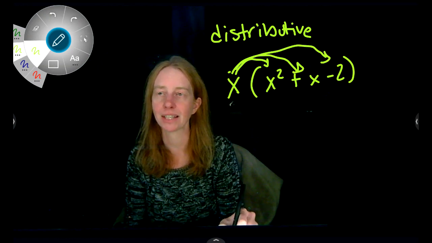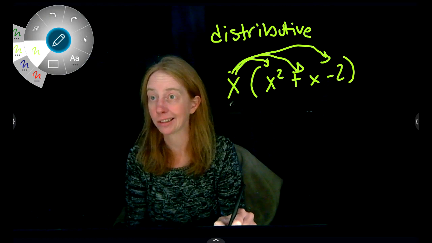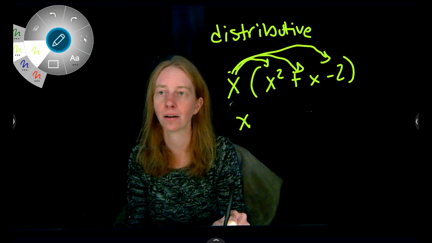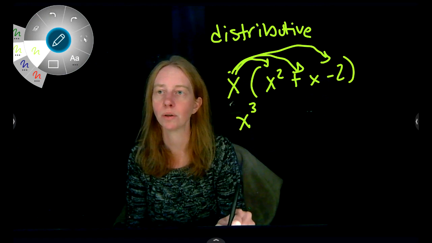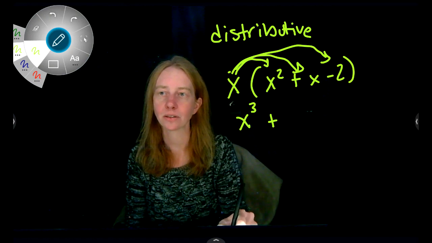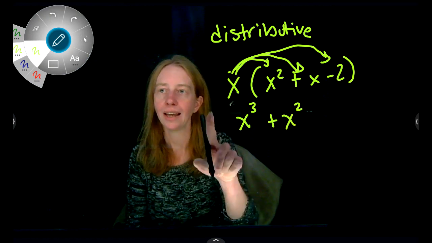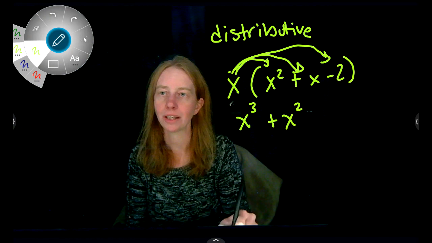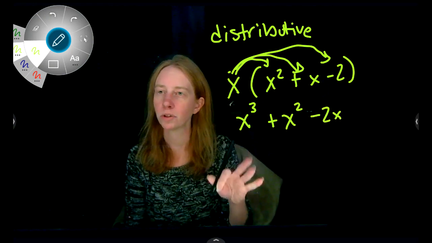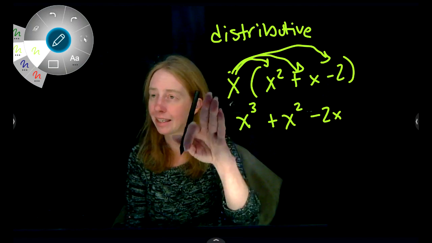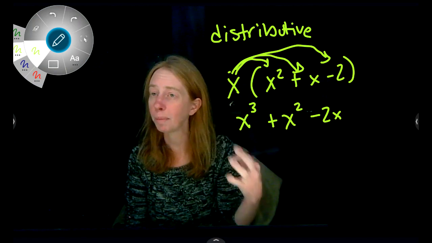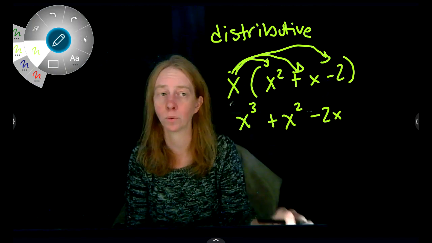So x times x squared, that means x to the power of 1 plus 2, we learned that already, is x cubed, plus x times x is x squared, and x times minus 2 is minus 2x. Okay, so that's what we're doing. When we have any sort of variable on the outside, we're doing just what we've been doing, but we're paying attention to our exponent rules.